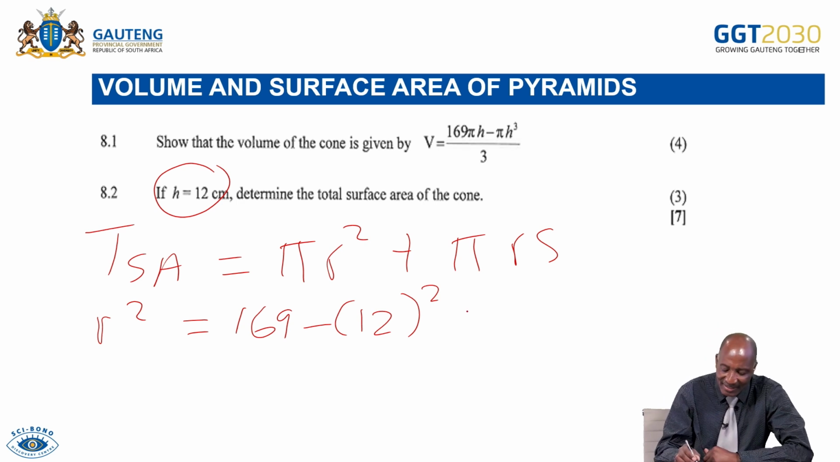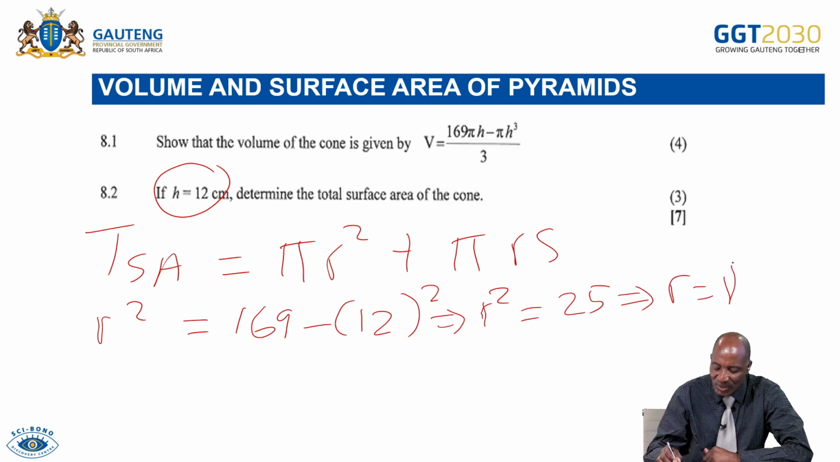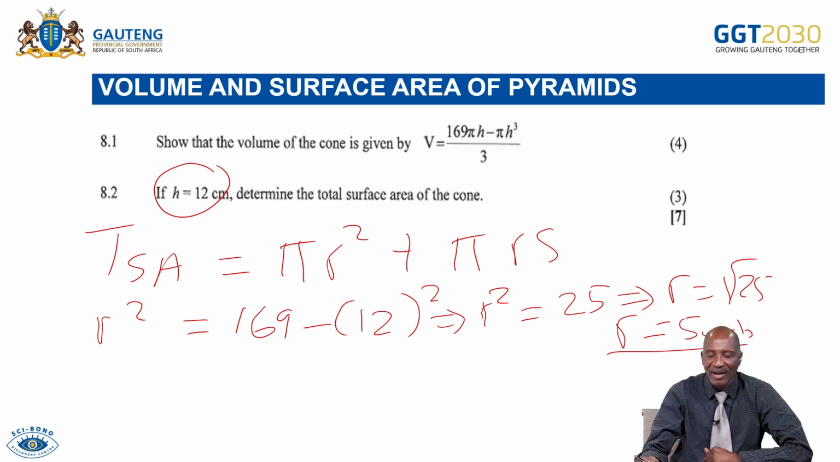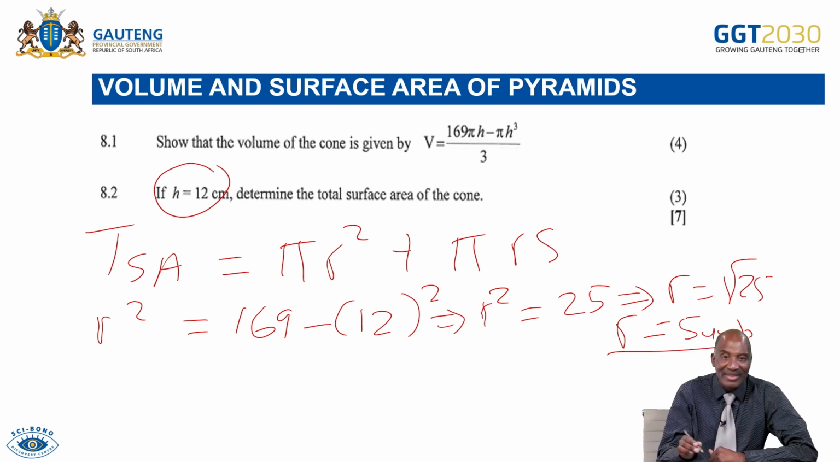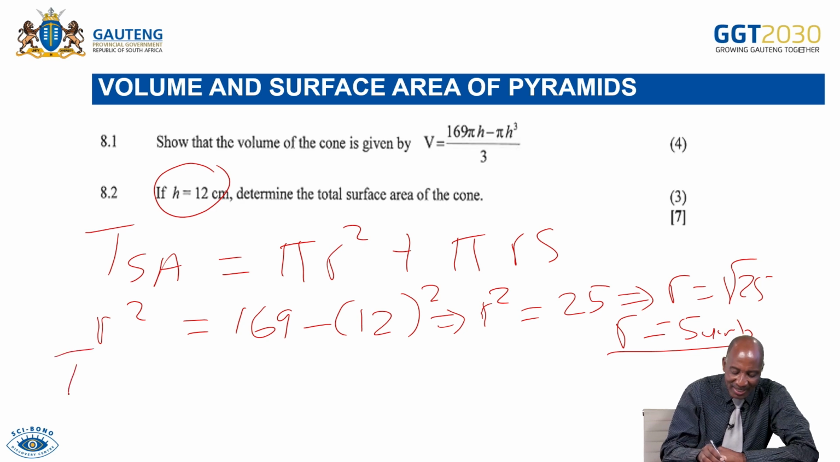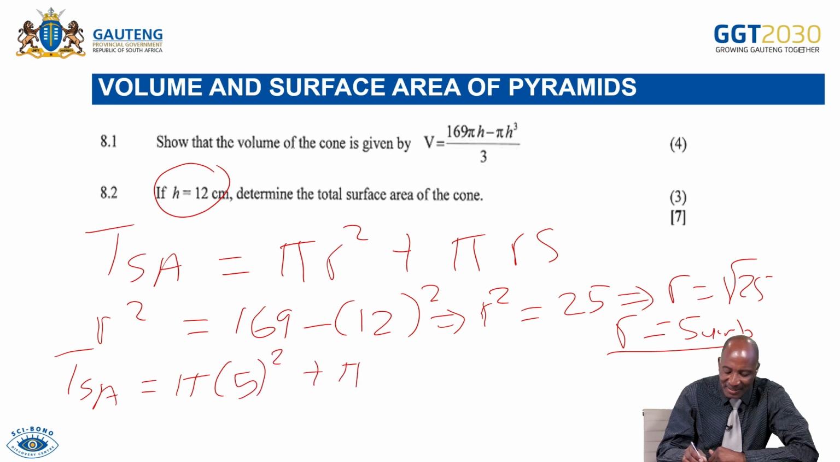Remember, our r squared equals 169 minus h squared. So I'm replacing that. Then I'm getting r squared equals 25. Then we solve for r. That will further imply our r is square root of 25. Our r then goes to 5 units. It's a distance. Our r becomes 5 units. Now that we know our r, we go back and replace. Where there is r, we put a 5. So our total surface area will therefore be pi multiplied by 5 squared added to pi multiplied by 5 multiplied by s.